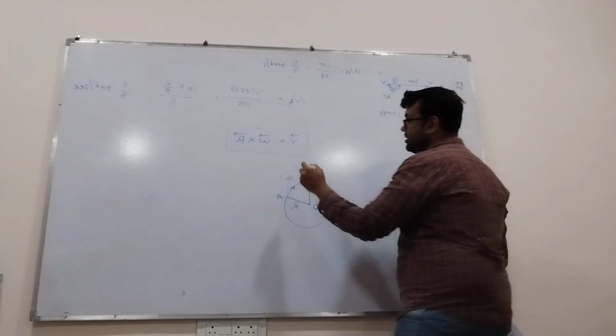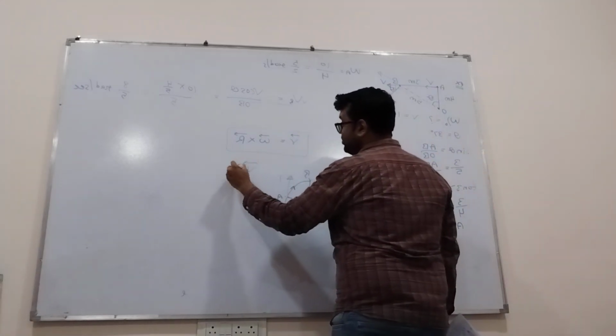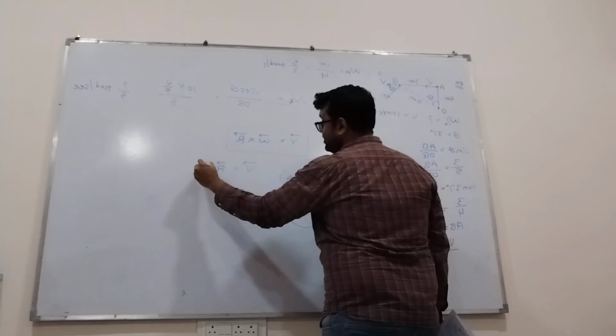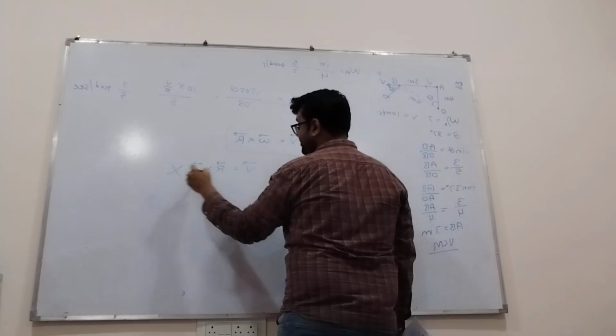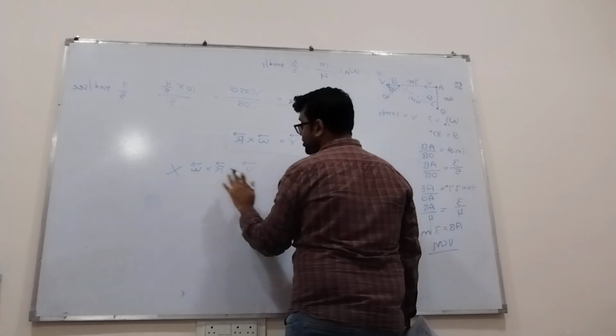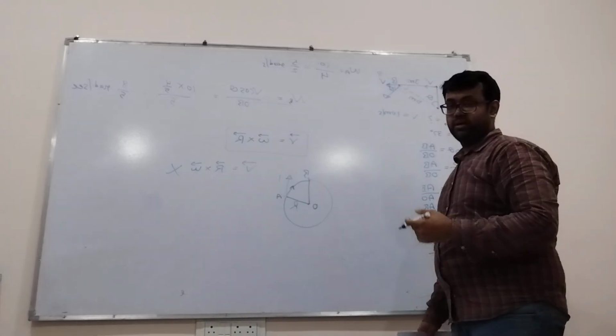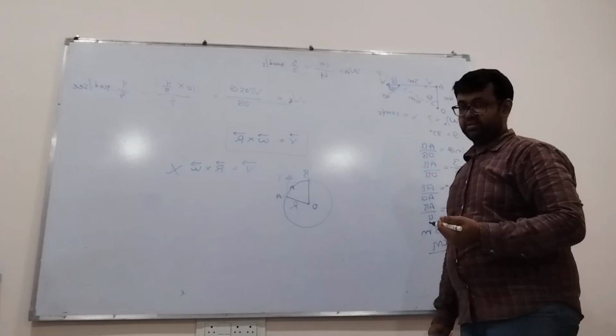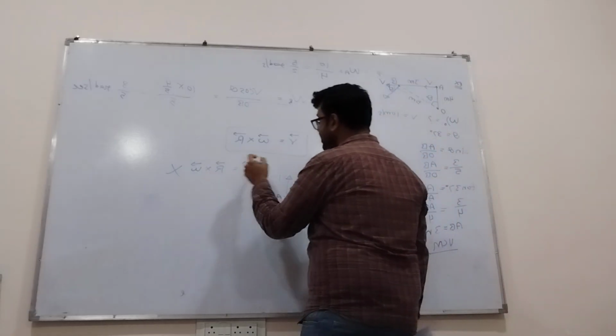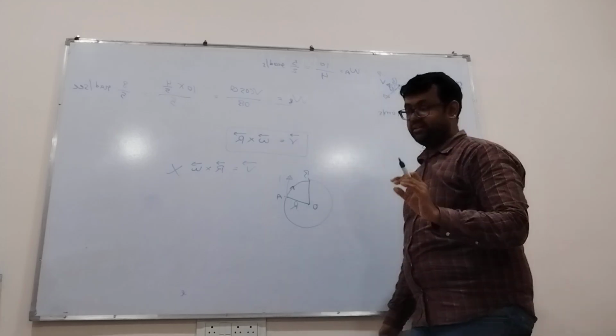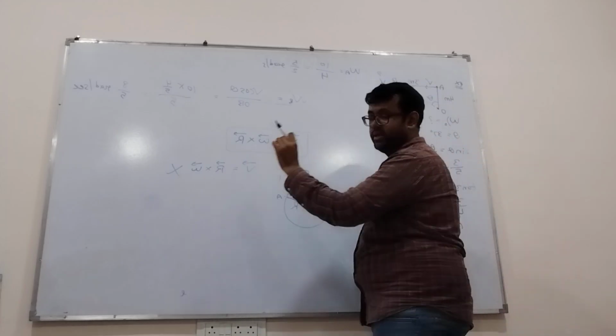If we write this equation as, suppose, r cross omega, then it is wrong. You cannot write this as r cross omega, because it shows the opposite direction. This equation is wrong. So the right way of writing this equation is v equal to omega cross r.